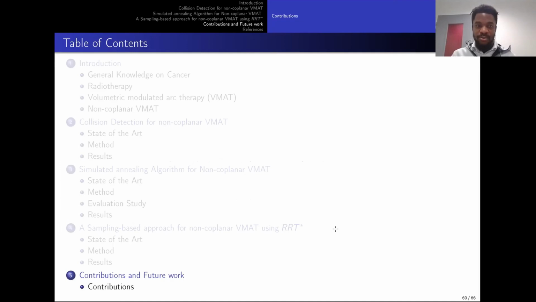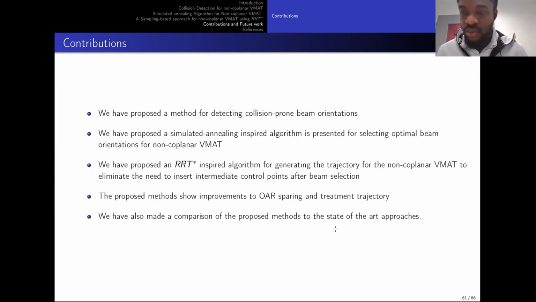So we will just talk briefly about the contributions of this thesis. To summarize, we have proposed a method that can improve the collision detection for beam orientation. We have also proposed a simulated annealing algorithm that can help us select the optimal beam orientation for non-coplanar VMAT. We have seen by comparing to the state of the art that it improves the dosimetry. We have proposed an RRT-inspired algorithm that can help us to simultaneously generate a trajectory while getting an optimal non-coplanar VMAT plan. This will help us to eliminate the need to insert intermediate control points. And we have also seen improvements to organ-at-risk sparing and to the treatment trajectory quality.